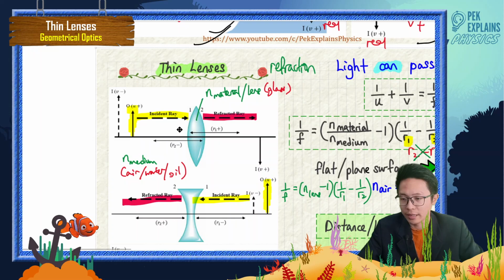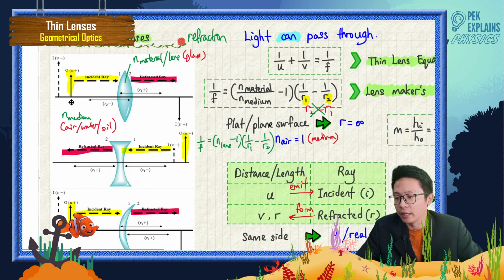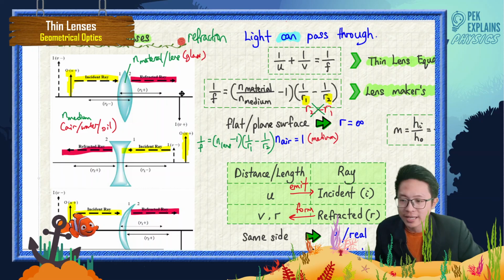Compare the object with the incident ray. Understand or not? This object is on the same side as the incident ray, isn't it? So the object distance is positive. Now, let's say the image is formed at this side. The image distance is on the same side as the refracted ray. I told you, compare the image with the refracted ray. So the image is on the same side as the refracted ray, so the image distance is positive. v is positive. Do you see that?